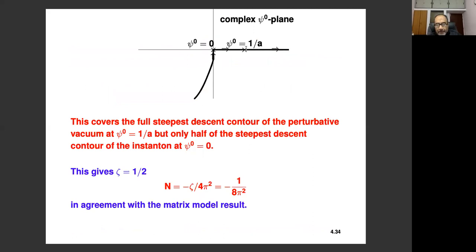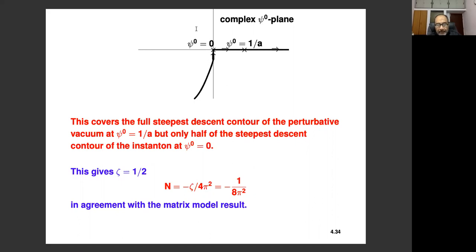So the perturbative S matrix steepest descent contour: the perturbative saddle point is here, right? This is the minimum of the potential, and the steepest descent contour runs like this. And you see that indeed the whole of that can be included in the integration contour. On the other hand, the steepest descent contour of the instanton starts from e to the minus 2 pi i by 3 and goes all the way to e to the 2 pi i by 3. Okay, it's this contour.